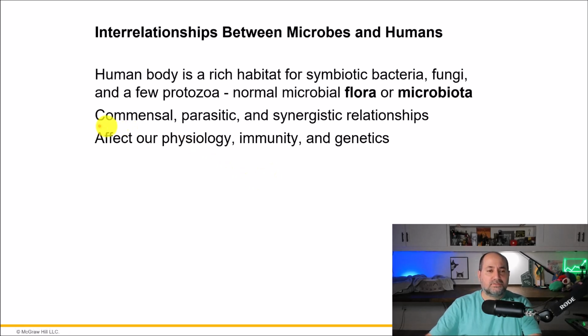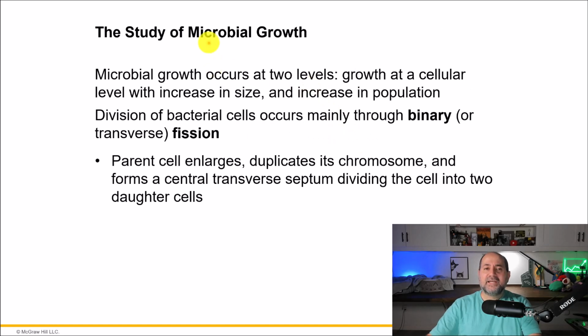Some of these organisms are commensal, some are parasitic, some are synergistic. They can affect our physiology, our immunity, and even our genetics. So when we talk about microbial growth, they've got the nutrition, so they're growing. Microbial growth occurs at two levels. Growth at the cellular level with an increase in size, so the cell could grow in size, but also the cell could divide to increase the population.